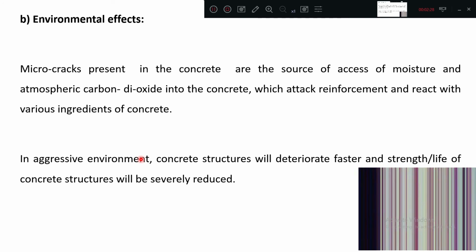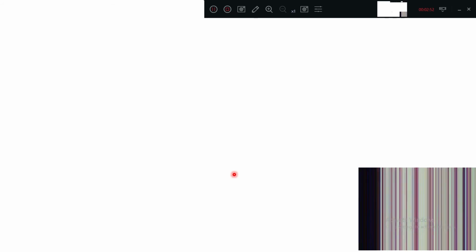In an aggressive environment, what do we mean? Marshy soil, coastal area, chemicals present in the soil, or industrial area, those are called aggressive environments. The concrete structures will deteriorate faster, and the strength or life of the concrete structure will be severely reduced. Obviously, if exposure to the aggressive environment is there, then the concrete structure lifespan will reduce very fast.